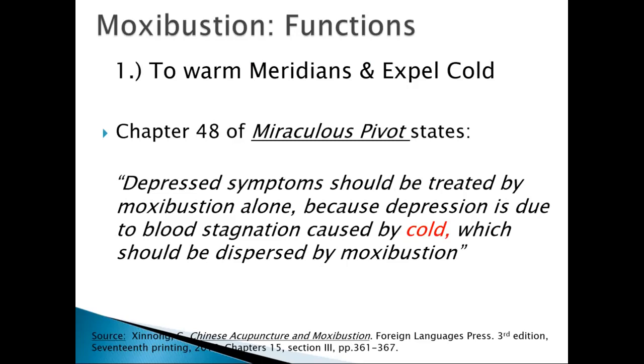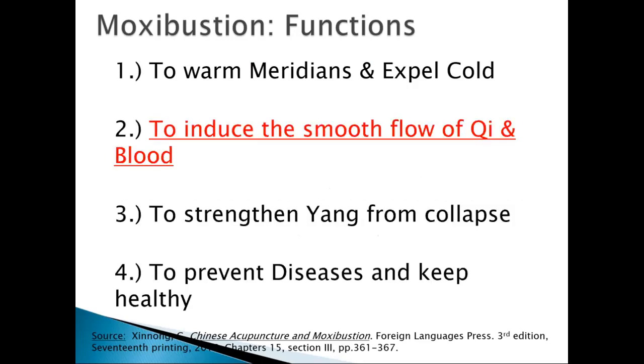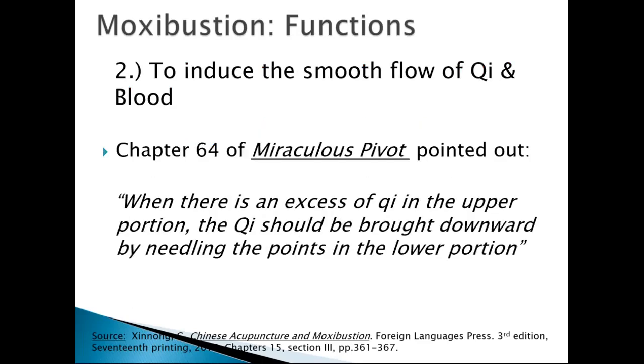It also states in chapter 48 of the Miraculous Pivot that depressed symptoms should be treated by moxibustion alone because depression is due to blood stagnation caused by cold, which should be dispersed by moxibustion. Second function, to induce the smooth flow of qi and blood. Chapter 64 of your Miraculous Pivot pointed out that when there is an excess of qi in the upper portion, the qi should be brought downward by needling the points in the lower portion. This is not only applicable to acupuncture, but it also applies to moxibustion.